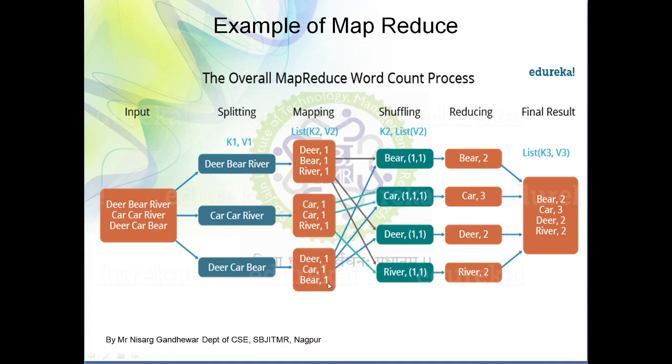So from here, that's why it is written beer comma 1 comma 1. This one is representing this subfile, and the second one is representing this subfile. Similarly, the same logic is applied over here.